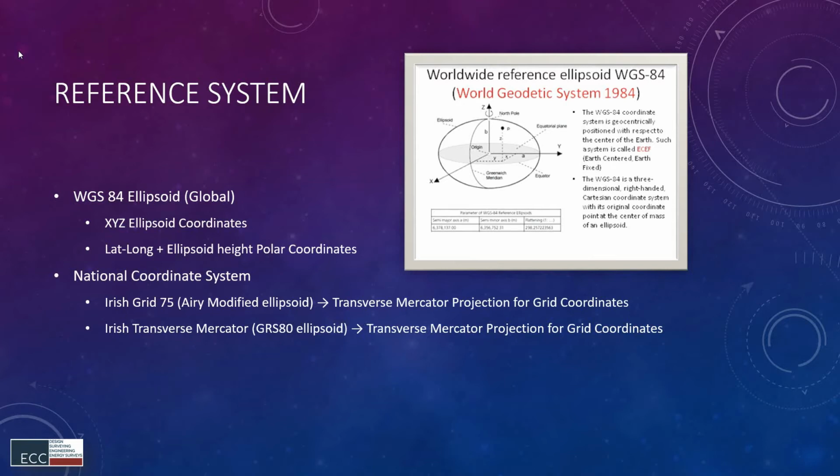So everything is calculated, or all positions are first calculated in ellipsoid coordinates x, y, z, and then what we see is most likely the lat long plus the ellipsoid height. So when you bring in a GPS survey and you did not set a coordinate system, just you have a GPS survey raw, then you have a WGS84 lat long ellipsoid height.